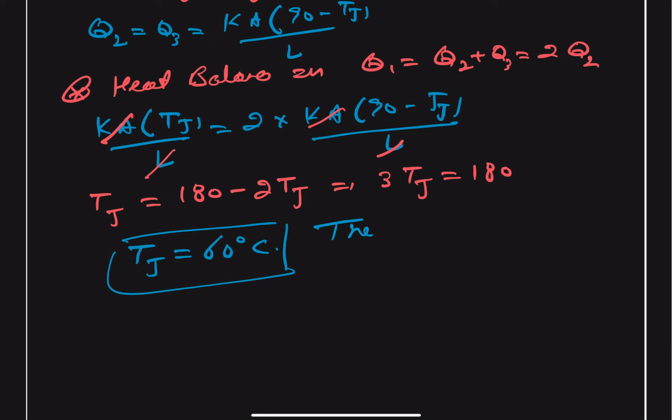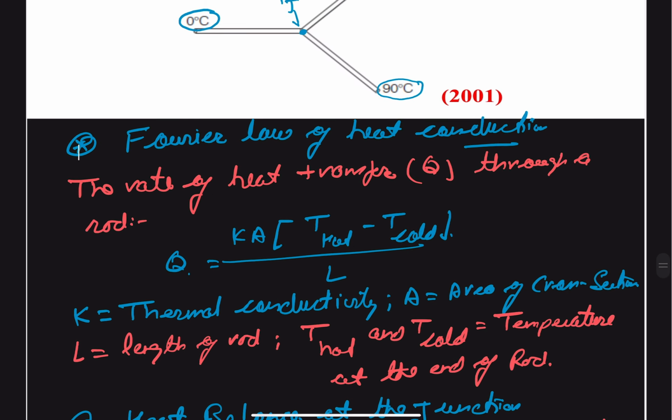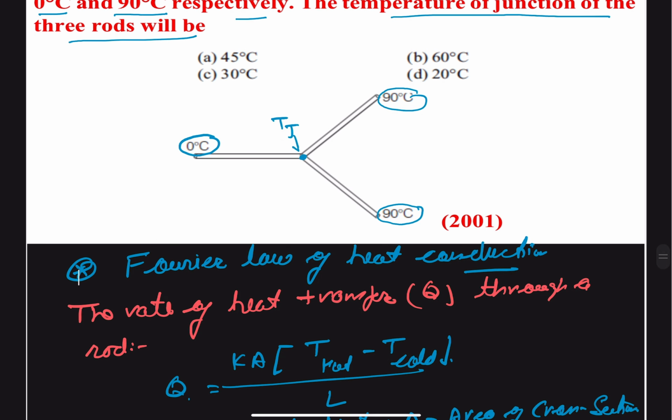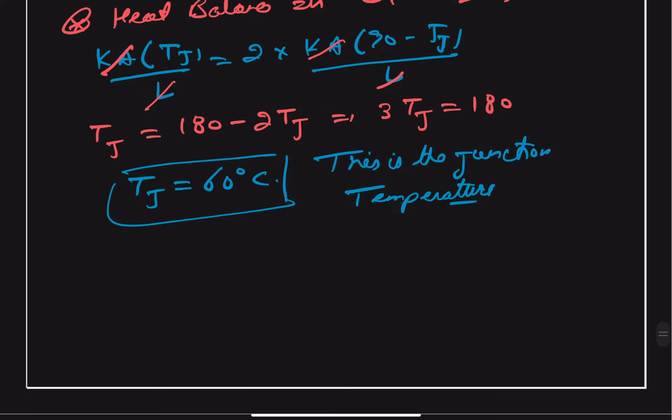So this is the junction temperature, and among the options available, option B is the correct option. So this completes the question. Thank you.